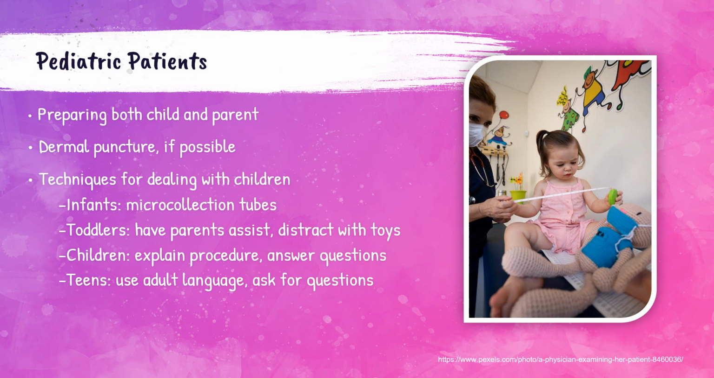When collecting blood from a child, a calm parent might be the key to keeping a child calm. If the child does not have good enough veins, then a dermal puncture may be necessary. Micro collection tubes can be used for infants, and of course heel sticks for newborn babies. Toddlers can be distracted by toys. It's important to explain the procedure to children and to teens, and the phlebotomist should never say that the procedure will not hurt.